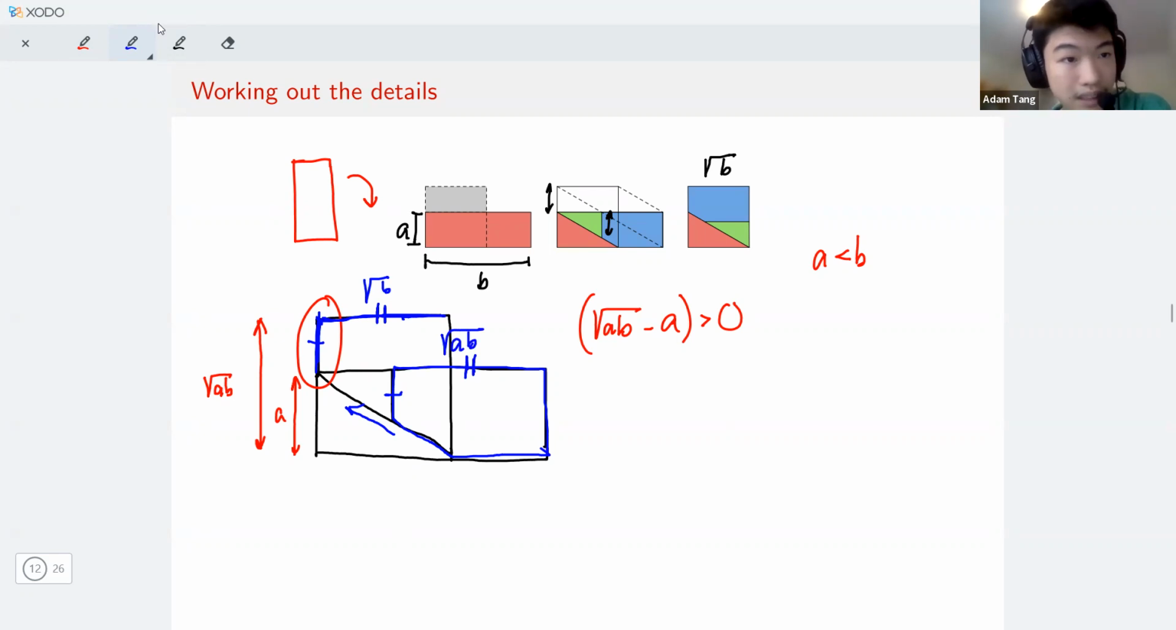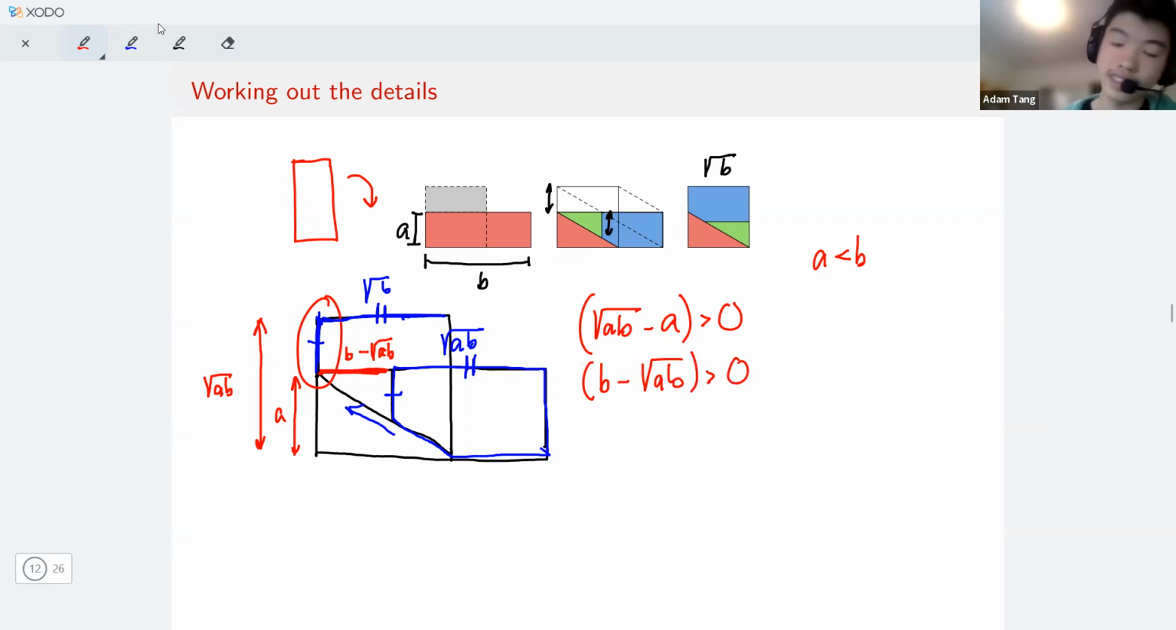And then that means that this remaining piece here must be, well, this is just B minus root AB, right? Simply because the total length was B. So we also know that B minus root AB is here. And we also know that it's positive because A is less than B. Pretty much I'm saying that this rectangle is shorter than the square, but horizontally it's longer. So these are both positive.